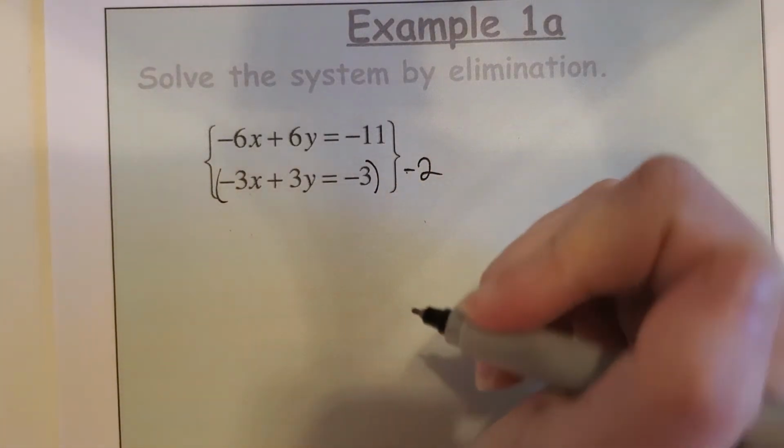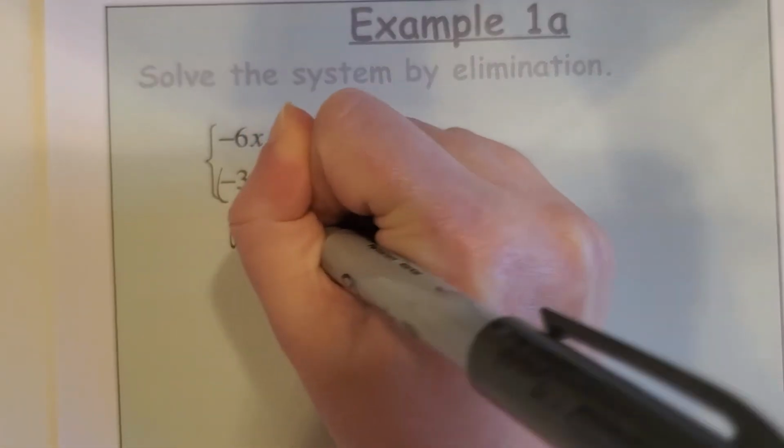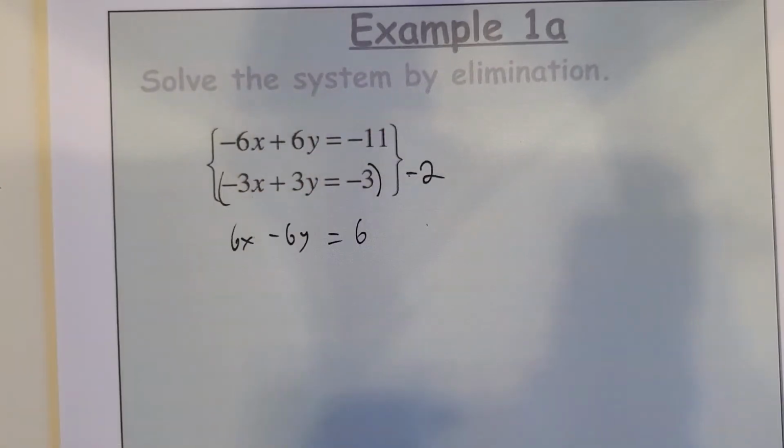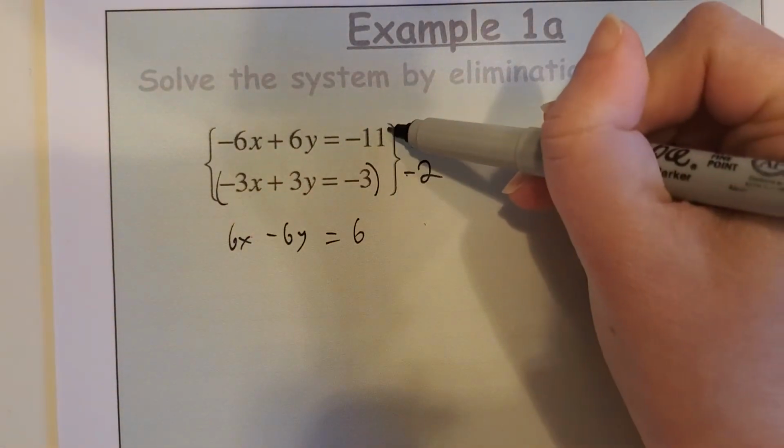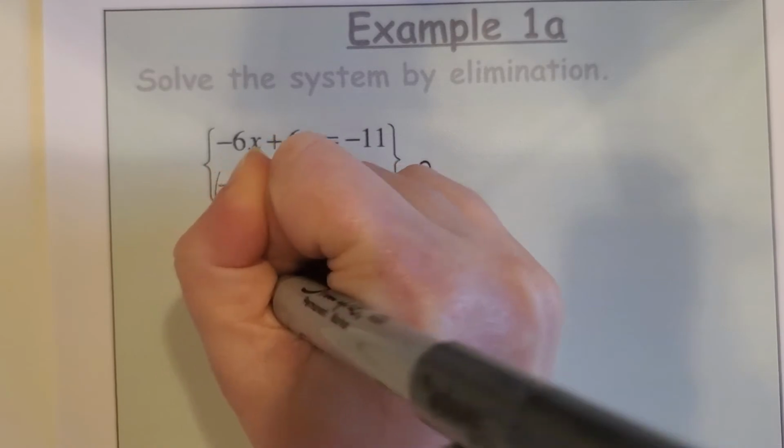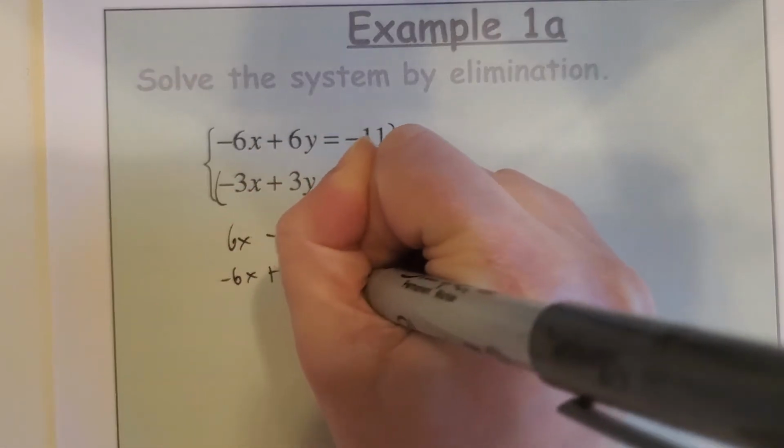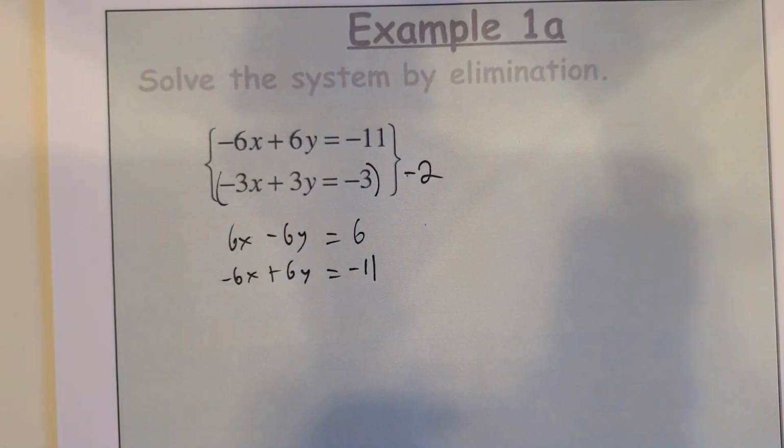So when we multiply all that, we get 6x minus 6y equals 6. I'm going to rewrite this first equation down here for the sake of organization. And what happens?